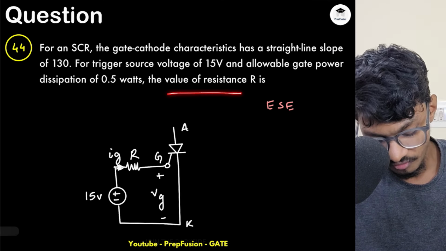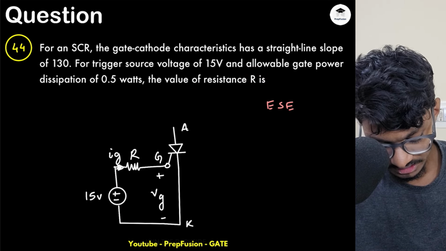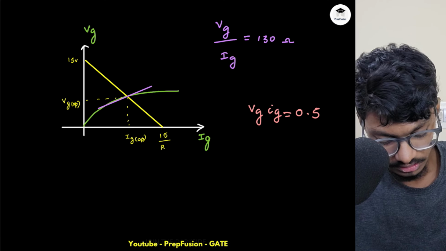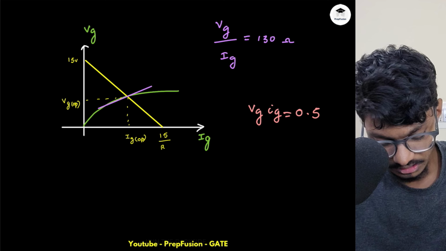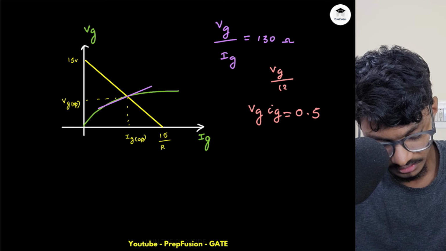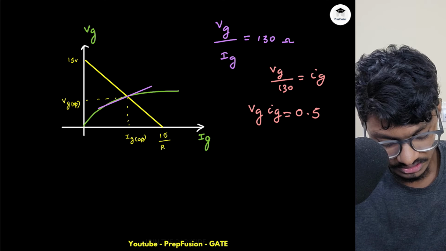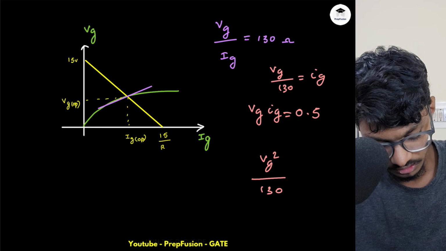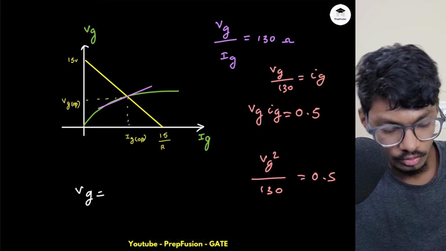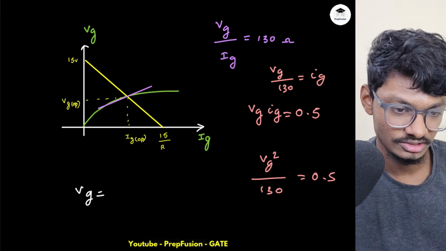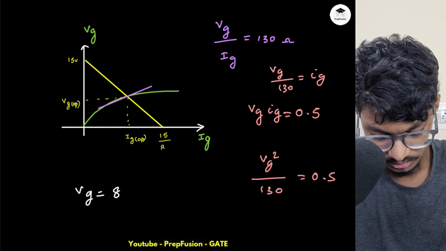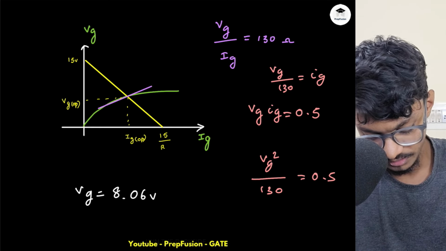The value of resistor R. What is this IG? VG by IG, I know this, and I can replace IG with VG by 130. So if I replace this, VG squared divided by 130 will be equal to 0.5. So my VG will be under root 65, so it's almost equal to 8.06 volts. Okay, 8.06 volts.